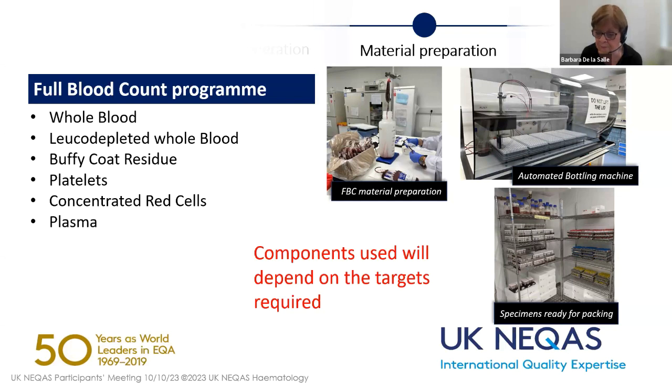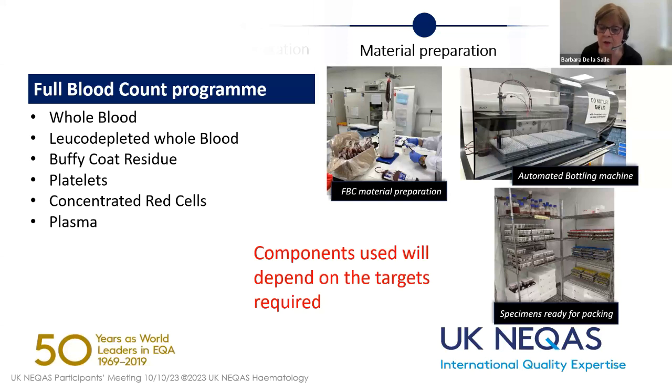I've just got some photos here of our production of the material for the full blood count program. We prepare approximately 5 litres of material for each batch. We have an automated bottling machine. It is prepared from donated blood components, and of course these come from healthy donors, so we use whole blood, leukodepleted whole blood, Buffy-coat, concentrated red cells, plasma, and platelets.